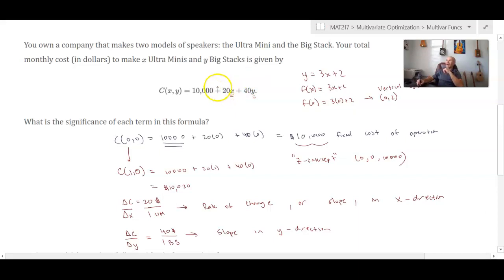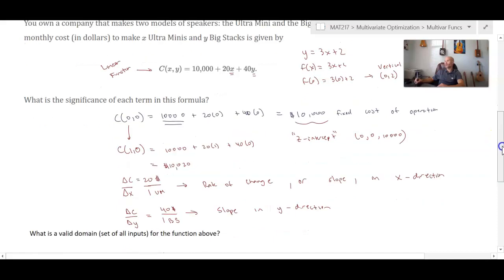And we can see that this is looking a lot like a linear function in that if you increase x by 1, you get a constant change in cost. You increase y by 1, you get a different, but still constant change in cost, regardless of how many units have already been manufactured. So it's going to cost you $40 for each additional Big Stack.